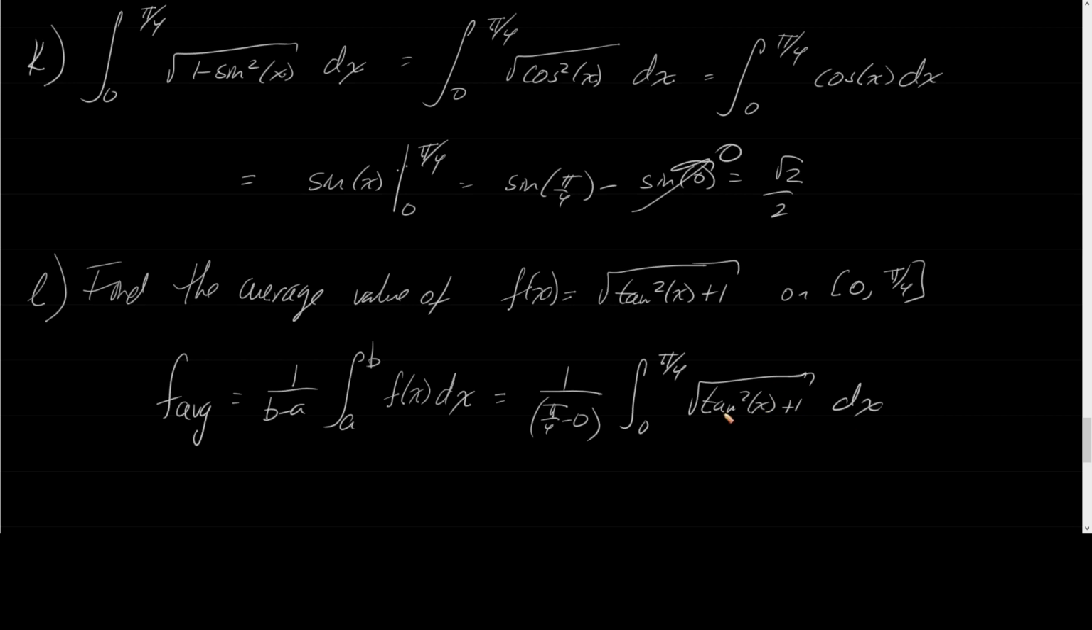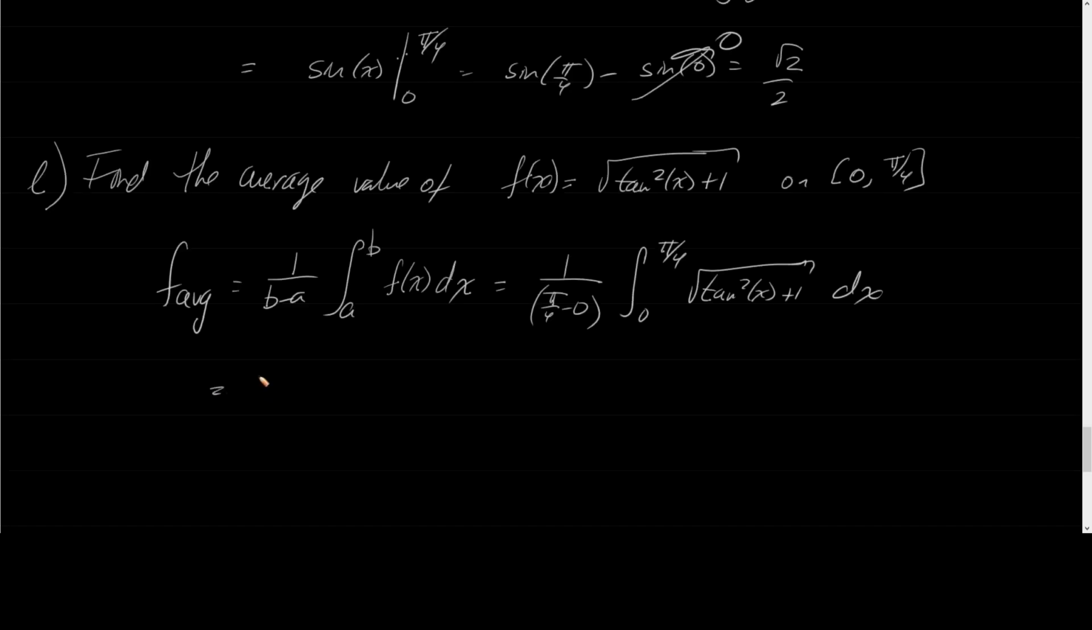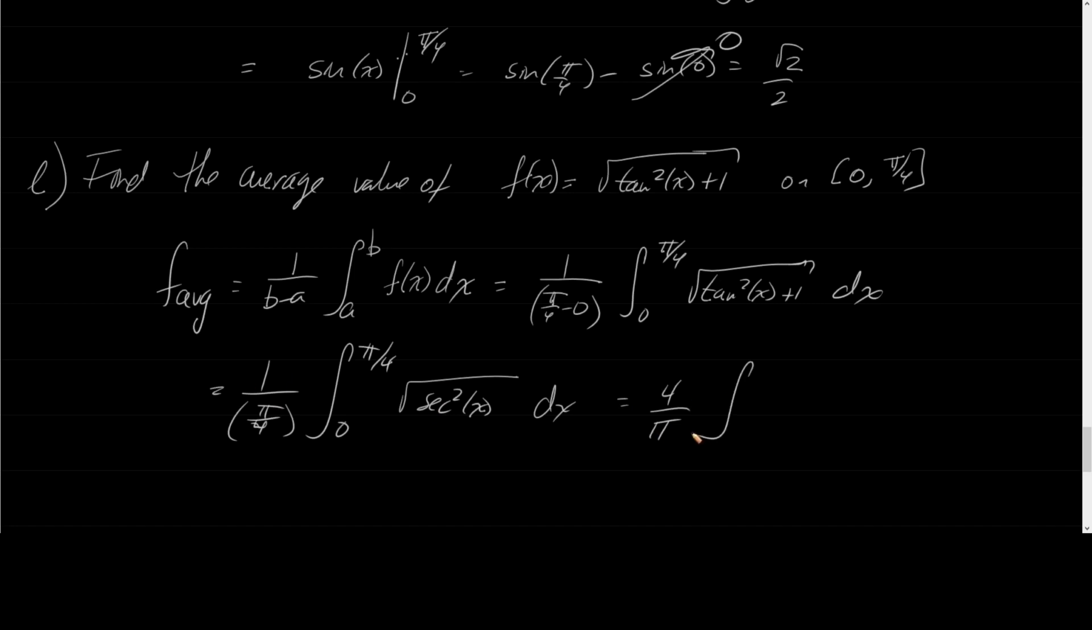But tan squared plus 1, that's a Pythagorean identity. Tan squared plus 1 is actually equal to secant squared. And now we have the square root of secant squared. We have 1 over pi over 4, and dividing by a fraction is the same as multiplying by the reciprocal. Then we have 0 to pi over 4, and the square root of secant squared is just secant.